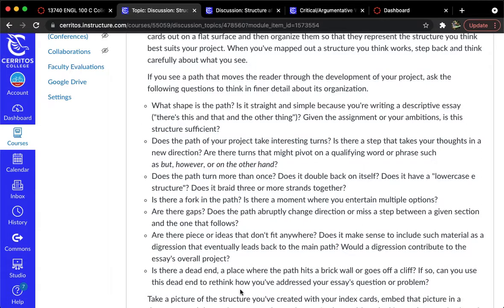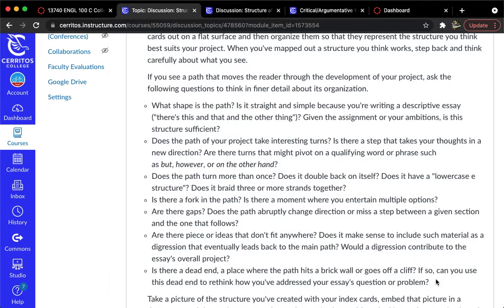Is there a dead end, a place where the path hits a brick wall or goes off a cliff? If so, can you use this dead end to rethink how you've addressed your essay's question or problem? Maybe you've reached a point where you really can't go any further in your analysis. You've just reached a metaphorical wall in that sense. You don't necessarily need to view that as a bad thing, but you'd want to see, is it beneficial for your essay? Do you want to point that out to your readers?